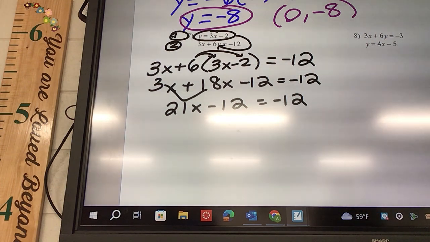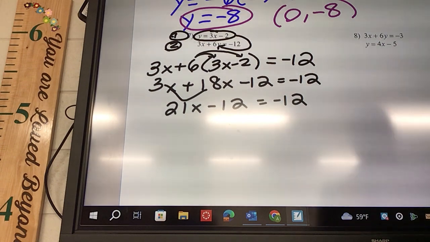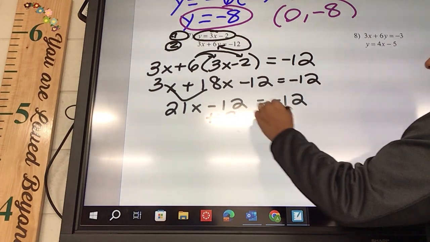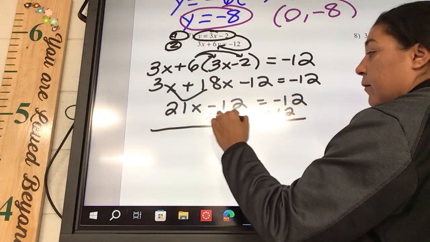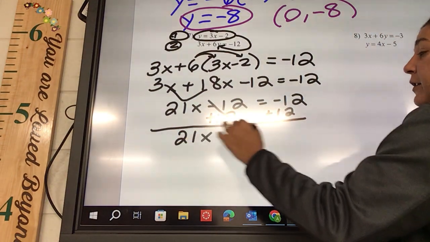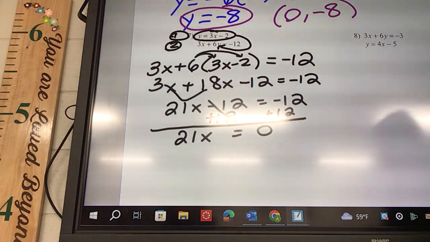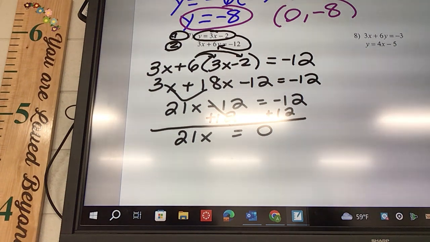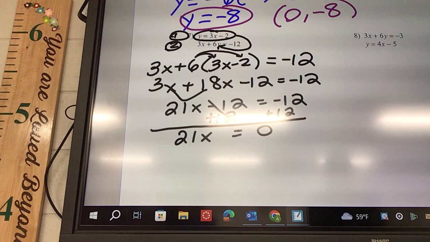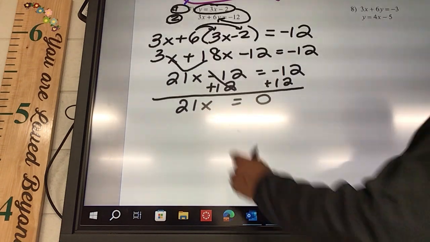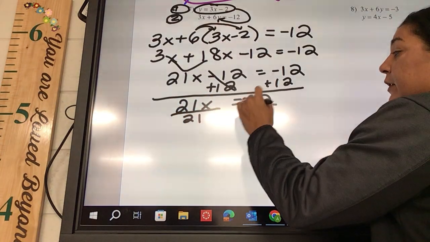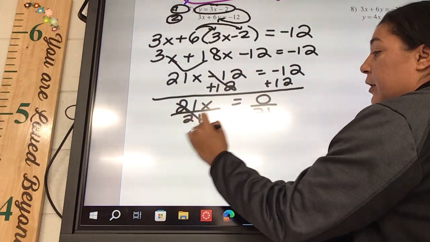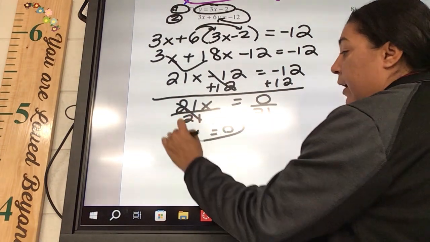Okay, and then what needs done? Add 12. So I'm going to get 21x equals 0. Then what? Divide by 21. Now I know it may feel odd, but it just so happened that these were 0 this time. They're not always going to be. So we have our x solved.